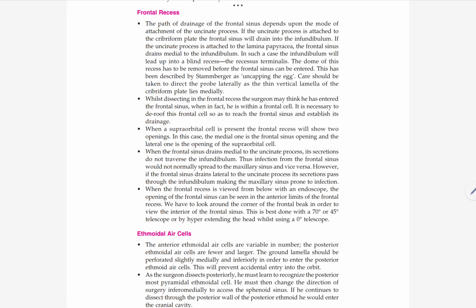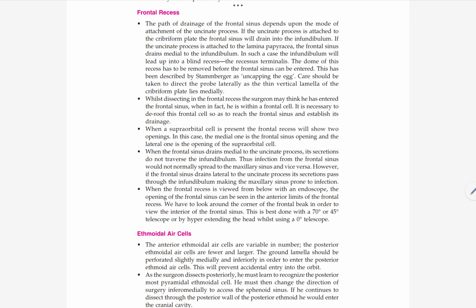Care should be taken to direct the probe laterally, as the thin vertical lamella of the cribriform plate lies medially. Whilst dissecting in the frontal recess, the surgeon may think he has entered the frontal sinus, when in fact he is within a frontal cell. It is necessary to de-roof this frontal cell so as to reach the frontal sinus and establish its drainage. When a supraorbital cell is present, the frontal recess will show two openings. In this case, the medial one is the frontal sinus opening and the lateral one is the opening of the supraorbital cell.